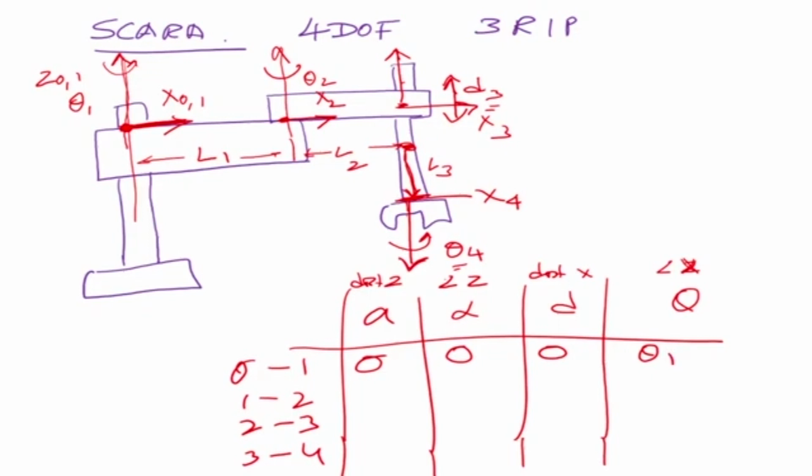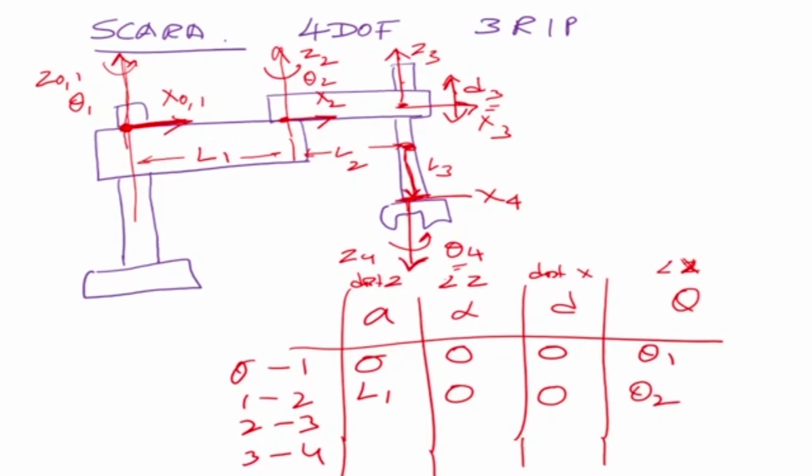What about the second one? It is between axis 2 and axis 1. What is the distance between the z's? You can see that this is z2, this is z3, and that is z4. So the distance between z2 and z1 is L1. What is the angle? They are parallel, so it is 0. What is the distance between the x's? There is no distance between the x's. They are the same axis. What is the variable? It is theta 2.